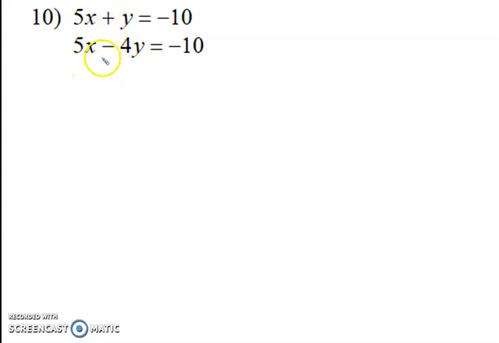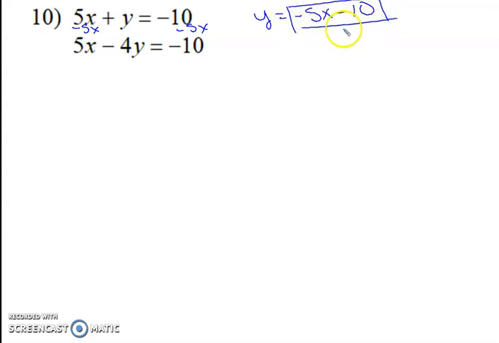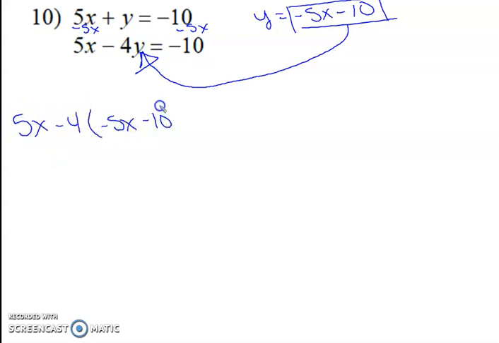The 5x, do what? Minus 5x from both sides. So I'm going to get y equals negative 5x minus 10. All of that is going to go into the other equation where the y was. 5x minus 4 times negative 5x minus 10 equals negative 10.